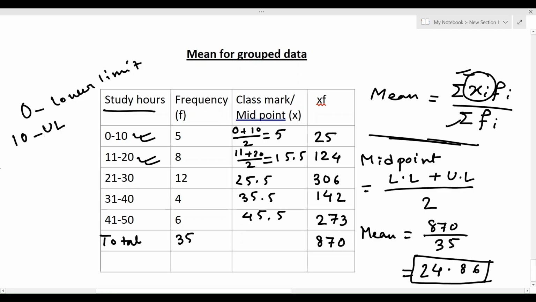So, if we have grouped data, then we have to calculate the mean using all these steps.